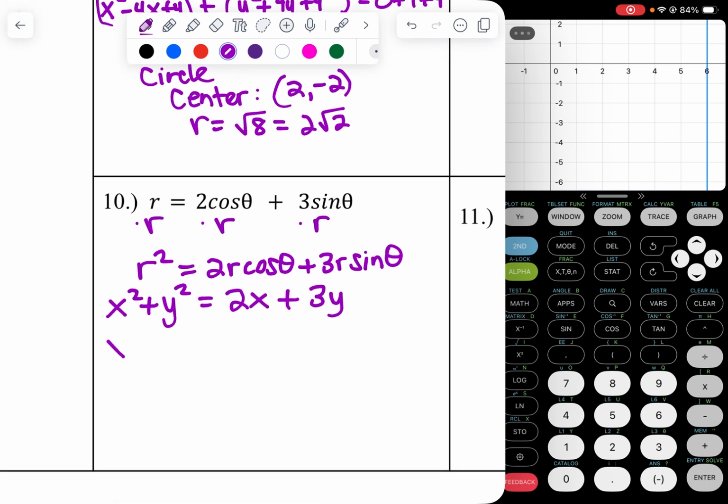So again, we know it's going to be a circle, so let's move it over so we can complete the square. Get it into that graphing form. Ooh, no, I would have had to subtract it over, so that should be a minus 3y there.